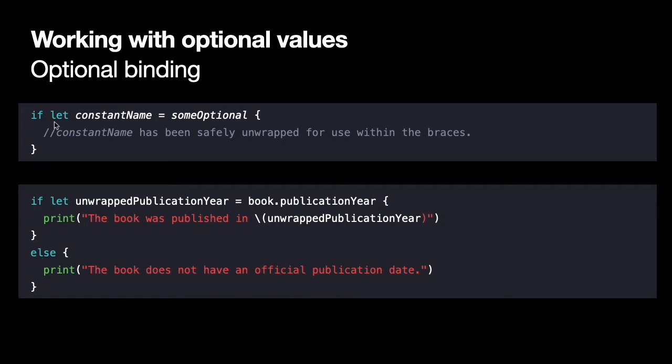And we can include an else clause for the case where publication year was nil and print out an appropriate error message. In these examples, we're using if-let to create a constant, but if we wanted, we could use if-var and have this new name be a variable. But of course, that variable would only be valid and visible inside the scope of these braces.